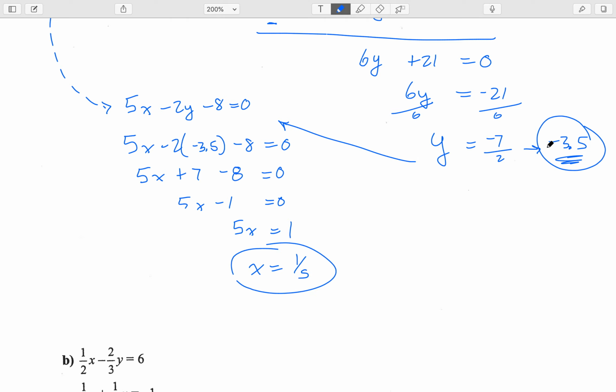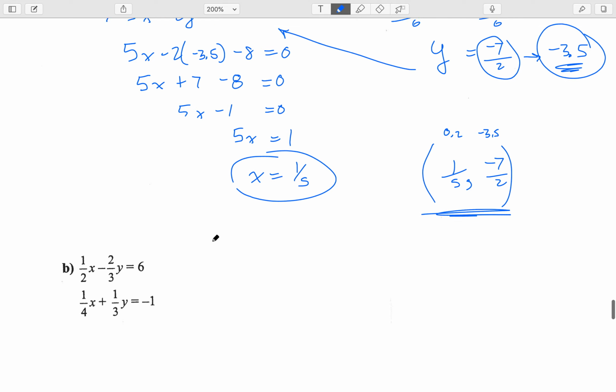There we go. So there's my y value. There's my x value. I'll do them both as fractions. So here's my solution: 1/5 and negative 7 over 2. If I had done them as decimals, this would be 0.2 and negative 3.5. It's the same thing.